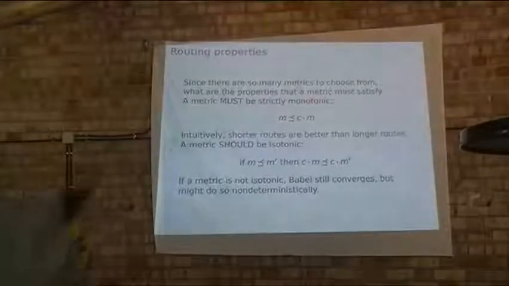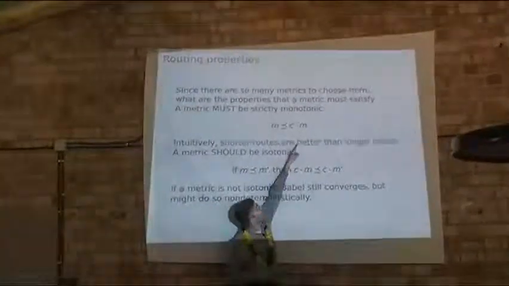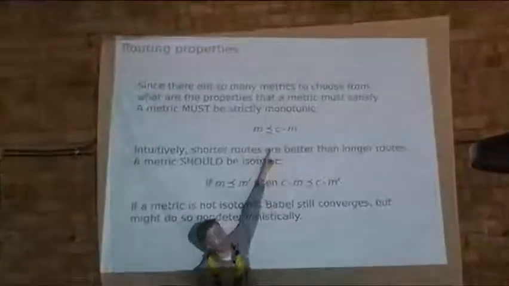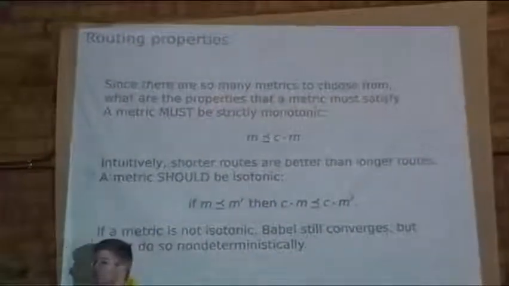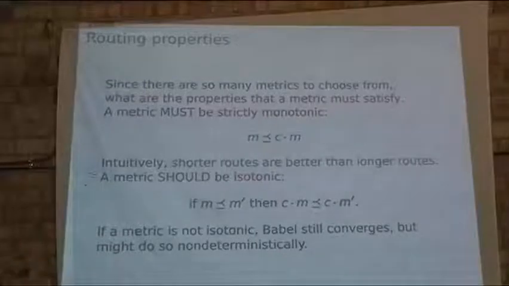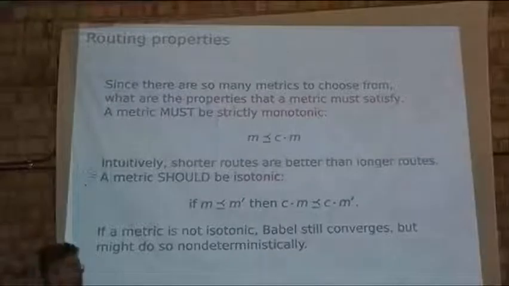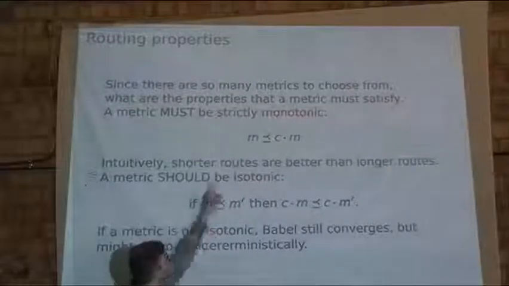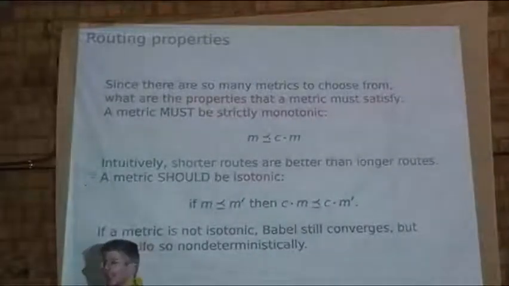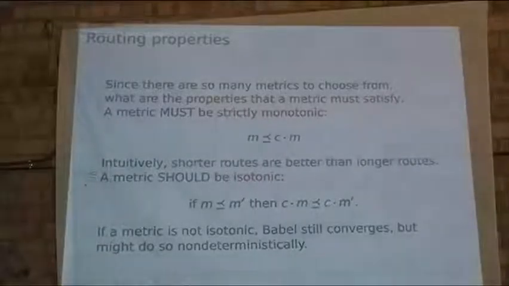Now, I have a root that has a metric m. I add a link with cost c in front of it. Then I get something that is less good. That's quite intuitive. If you have a longer root, you want it to be worse than the suffix of the root. Without that, everything collapses. You are not going to achieve much if you're not monotonic.